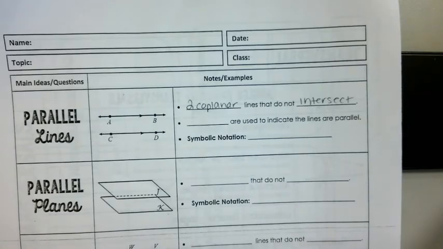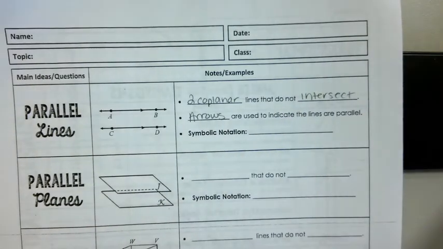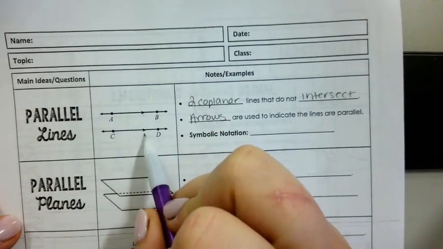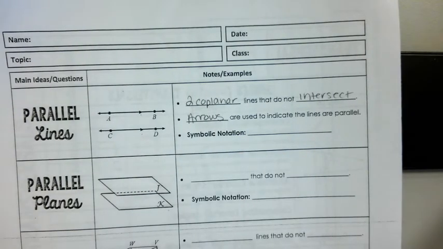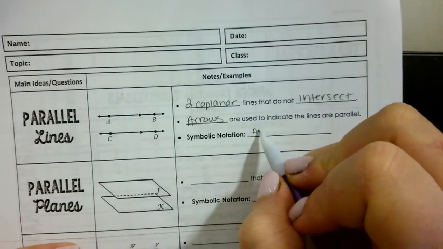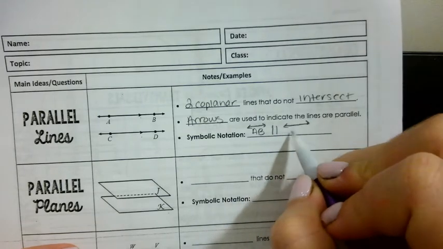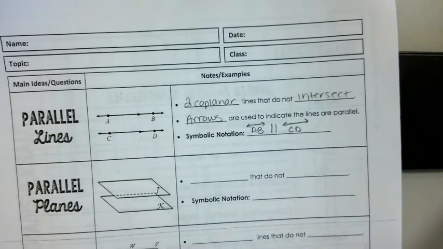The arrows are used to indicate the lines are parallel. So this arrow here and this arrow here are used to indicate that these two lines are parallel to each other. The symbolic notation for parallel lines is AB is parallel to CD. So these two lines here mean just that they're parallel.